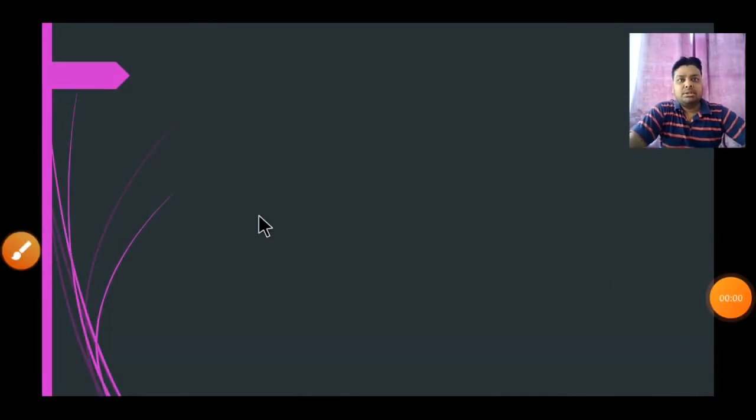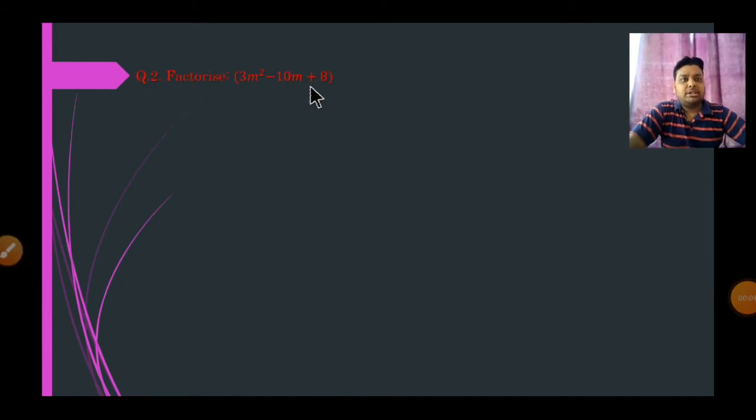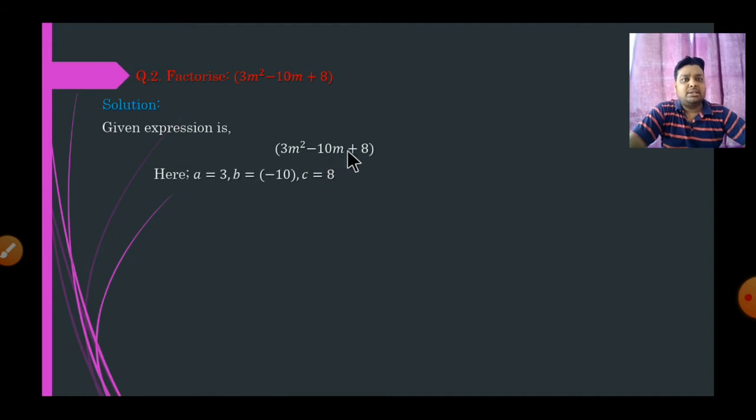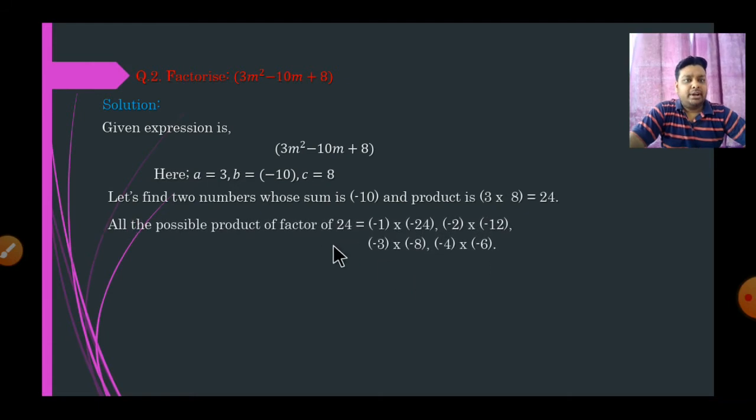Now students, the question is to factorize 3m square minus 10m plus 8. At first we will write the given expression. Then you can see the value of a is 3, b is minus 10 and c is plus 8. We have to find two numbers whose sum is minus 10 and whose product is 3 into 8, that is 24. So we will find the factors of 24.